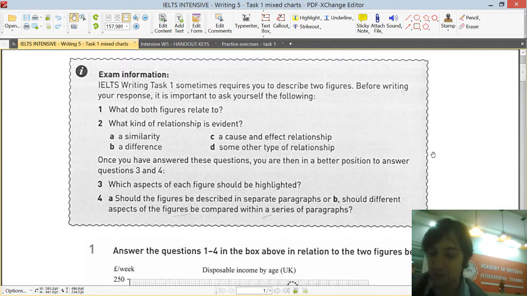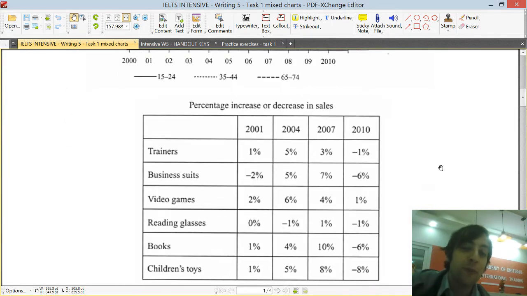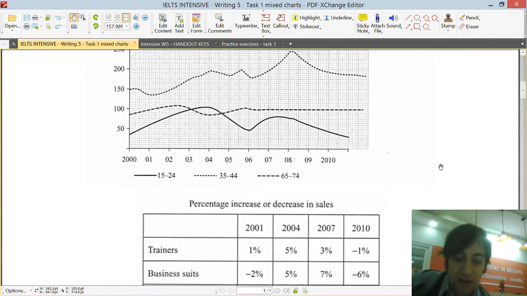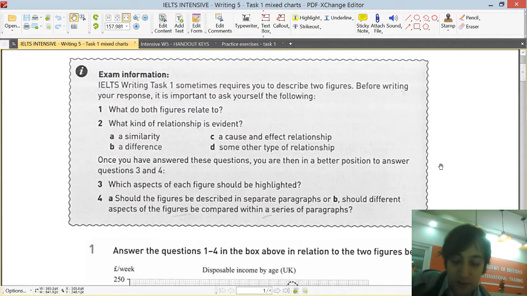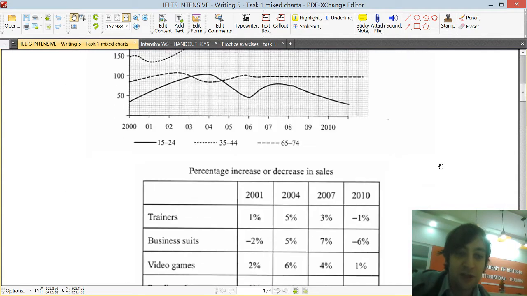Okay, let's go over the answers to the first two. So, both figures here relate to consumer spending, okay? That's the answer to number 1. The answer to number 2 is C. It's a cause and effect relationship.